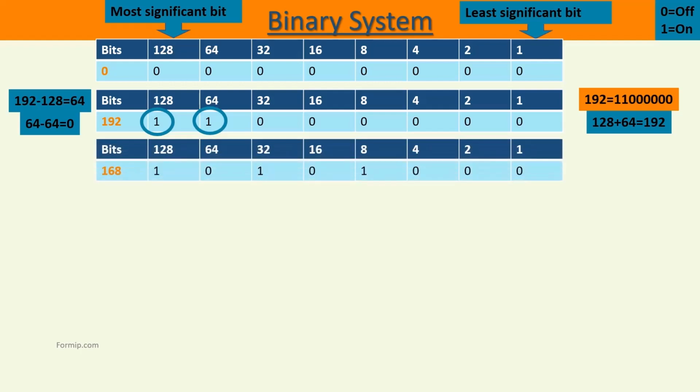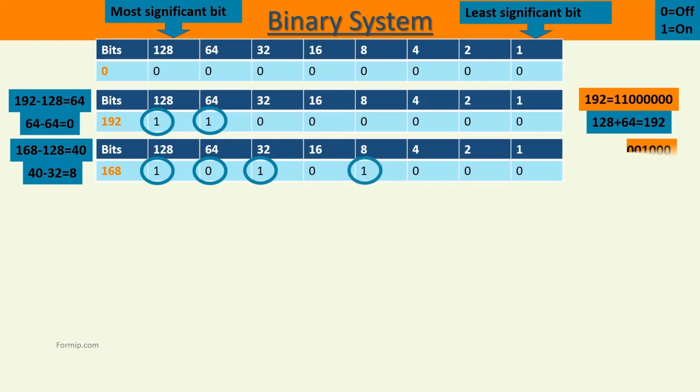Let us now take the number 168 as an example. Always starting from the left, we take bit 128. We therefore have 40 left. Since 64 is greater than 40, we don't take it. On the other hand, we will take the next bit, the 32. We just have to set the bit 8 to 1, and we have our conversion. 128 plus 32 plus 8 is equal to 168.